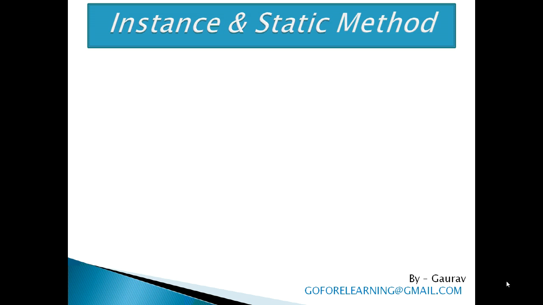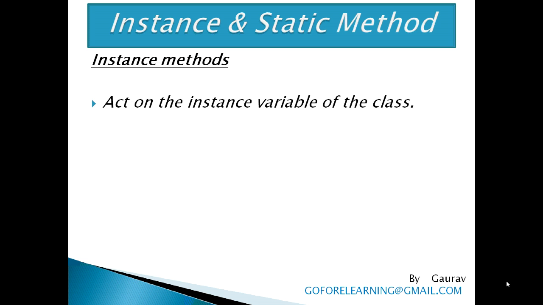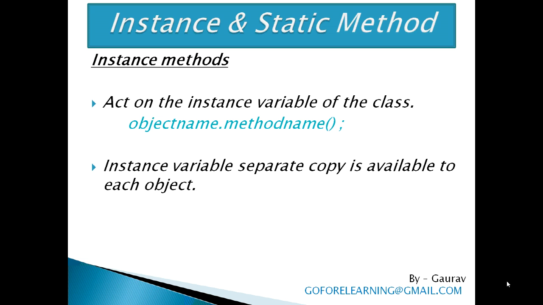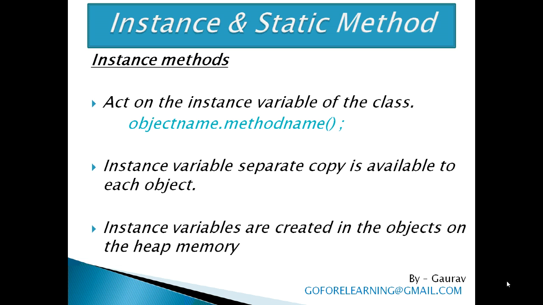Now, we can discuss instance and static methods in Java. So what are instance methods? Instance methods are the methods which act on the instance variables of the class. To call the instance methods, we should use the form object name dot method name. An instance variable is a variable whose separate copy is available to each object. Instance variables are created in the objects on the heap memory.